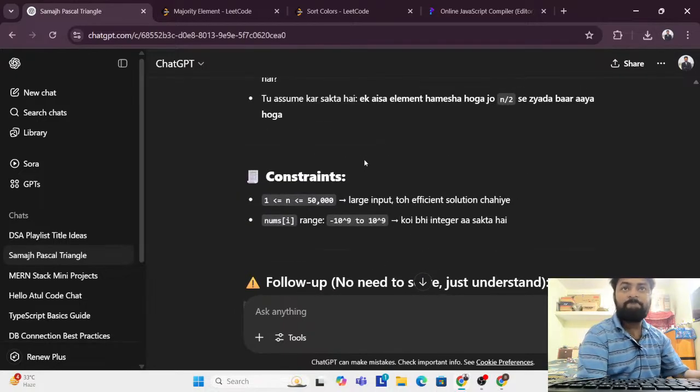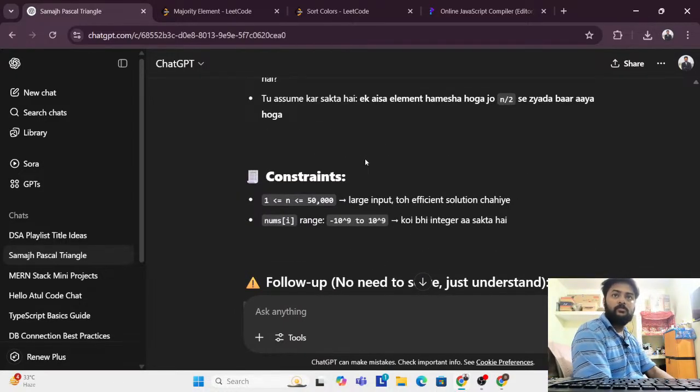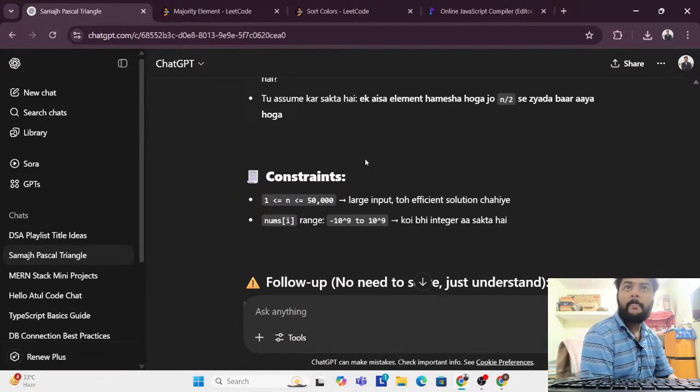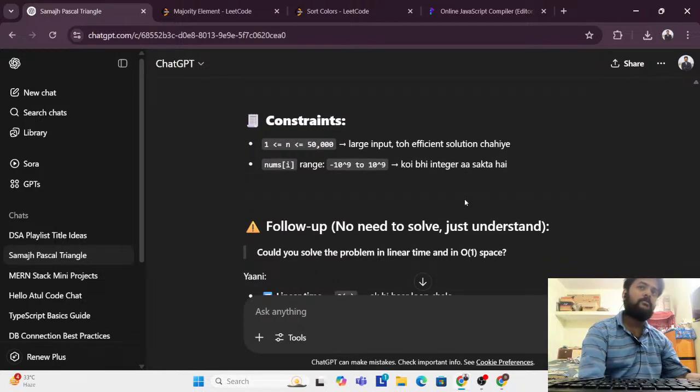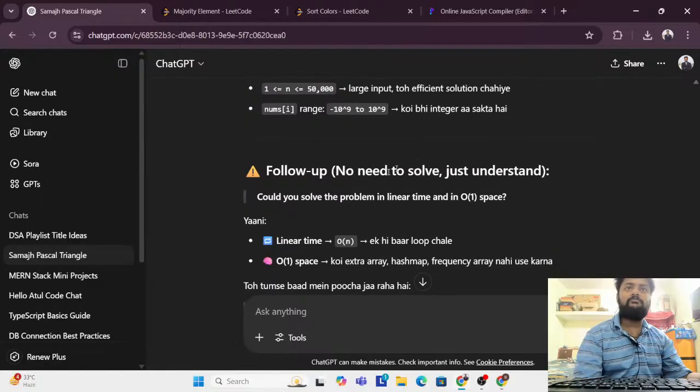So, constraint. Now it's an important part. And then this statement, large input, an efficient solution is needed. Nums of i, yeah, I mean the element could be negative, so no reason.